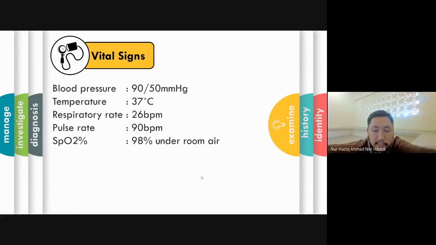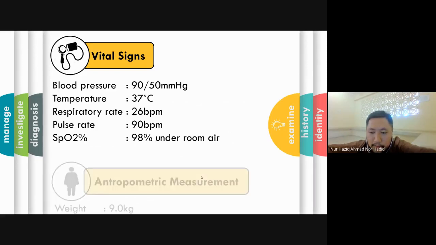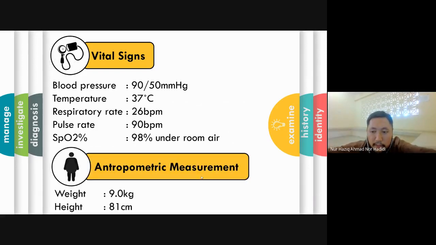For the vital signs, the blood pressure is about 80 systolic, slightly hypotensive. For the temperature, normal, 37. Respiratory rate about 26. For the pulse rate, about 90 beats per minute. SpO2 98% under room air. For the anthropometric measurement, the weight is about 9 kilograms, below the third centile, and the length is 81 centimeters, between the third to 10th centile.